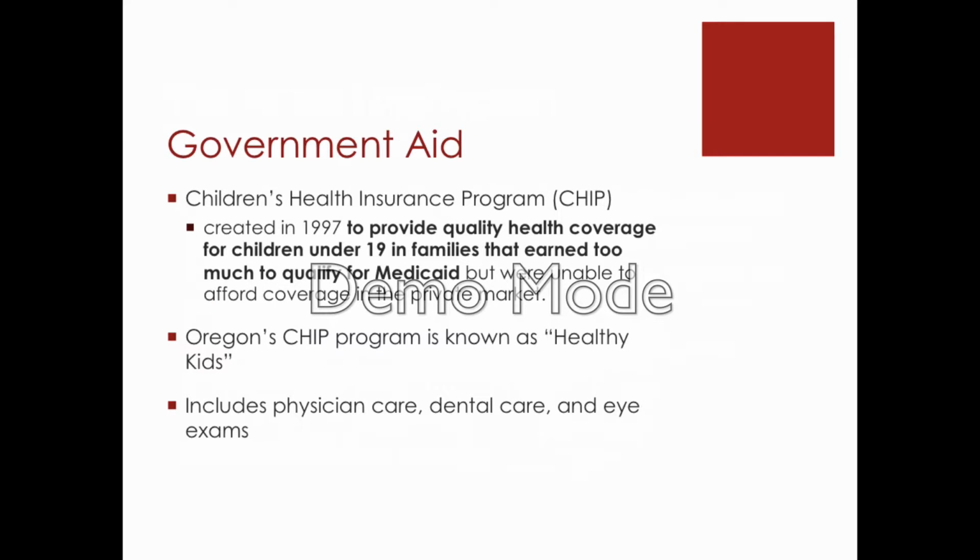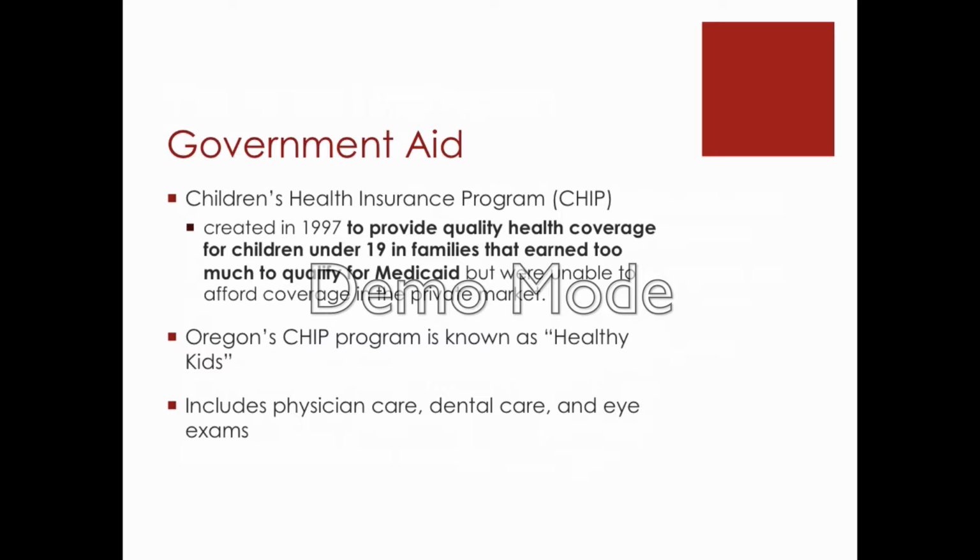The Children's Health Insurance Program, the CHIP, is a branch of Medicaid, but this focuses mainly on providing health insurance for all children. It was created in 1997 to provide quality health coverage for children under 19 in families that earned too much to qualify for Medicaid, but were unable to afford coverage in the private market.